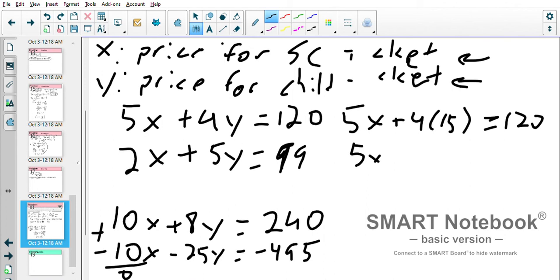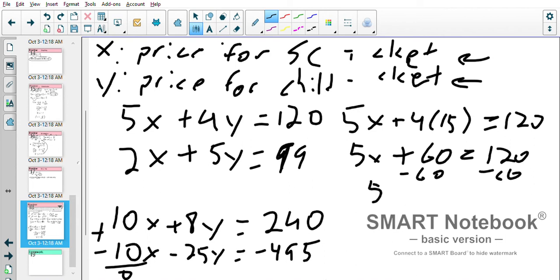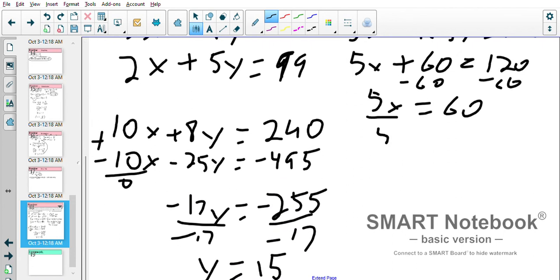5x plus 60 equals 120. Subtract that 60 from both sides. We end up with 5x equals 60. And we can finish this out by dividing by 5. 60 divides nicely by 5, gets us a total of 12.